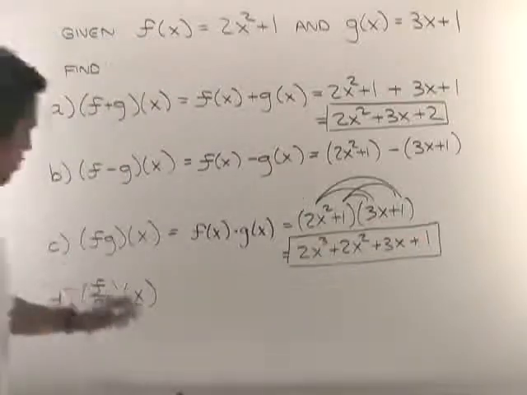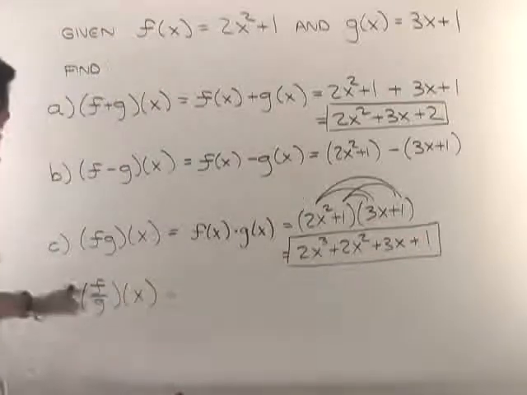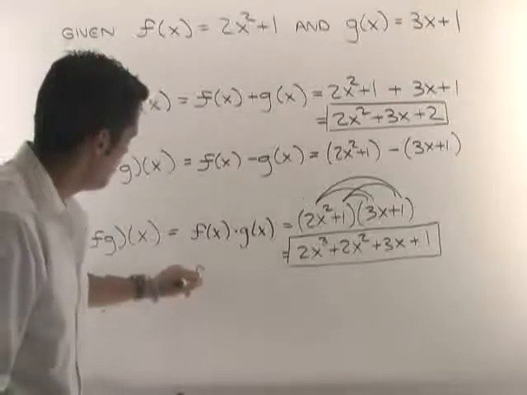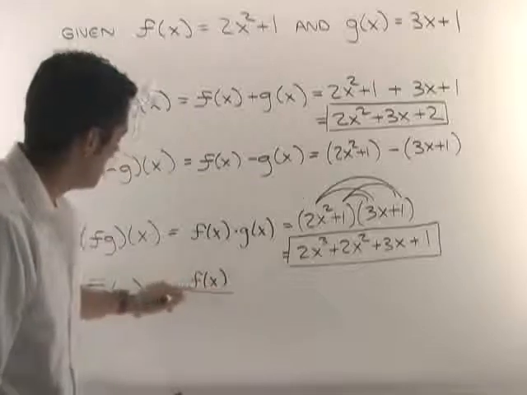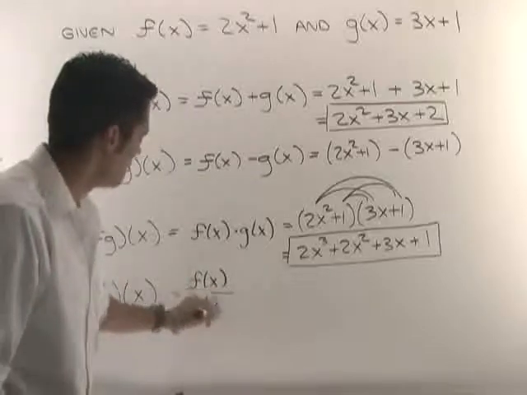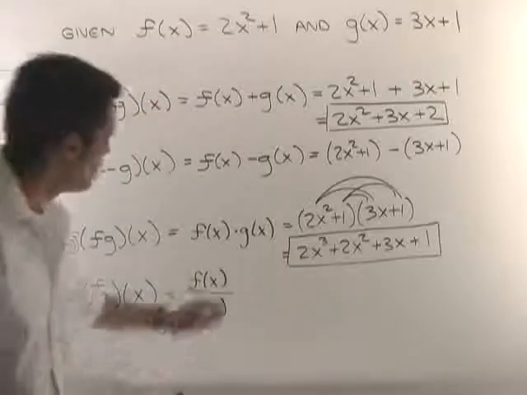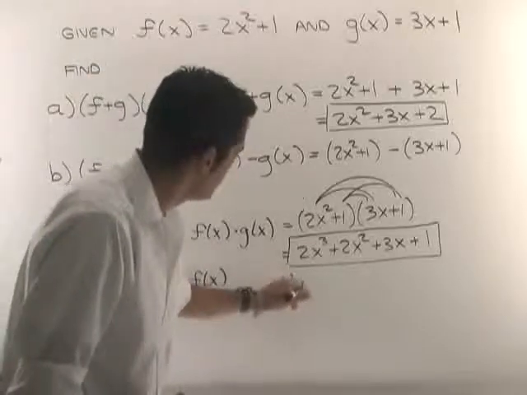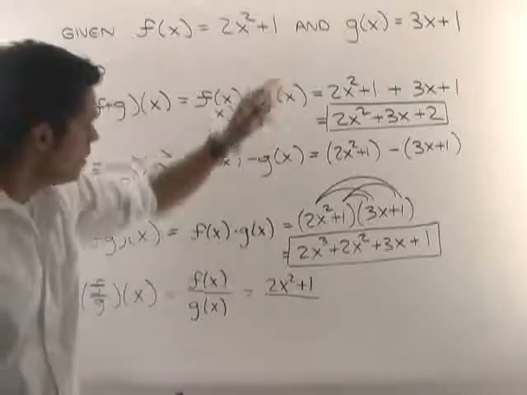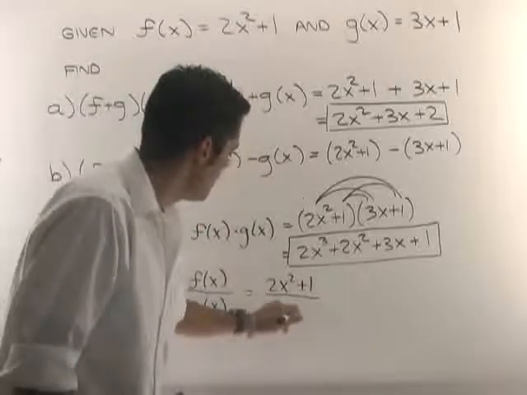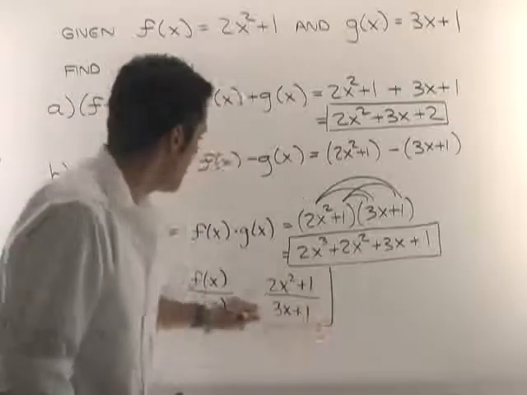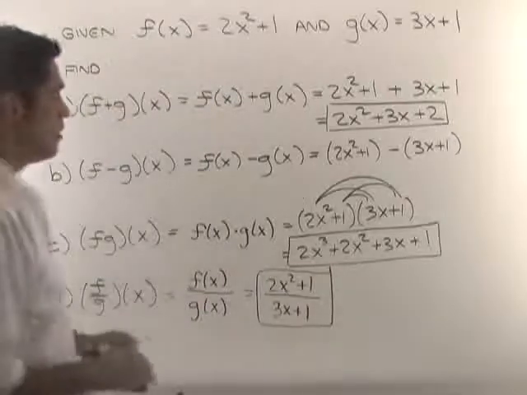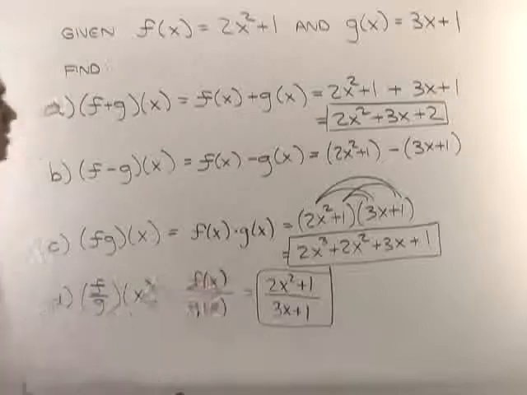The last thing is the quotient here. And for the quotient, we do f divided by g. That means f goes on top, so you take f of x and you divide it by g of x. And now that means we're going to take f of x, which is 2x squared plus 1, and we divide it by g, which is 3x plus 1. And we can't really do anything to simplify that, so we just close it off. Now there are some issues that we have to be concerned with, especially domains. We'll take a look at that in our next problem.